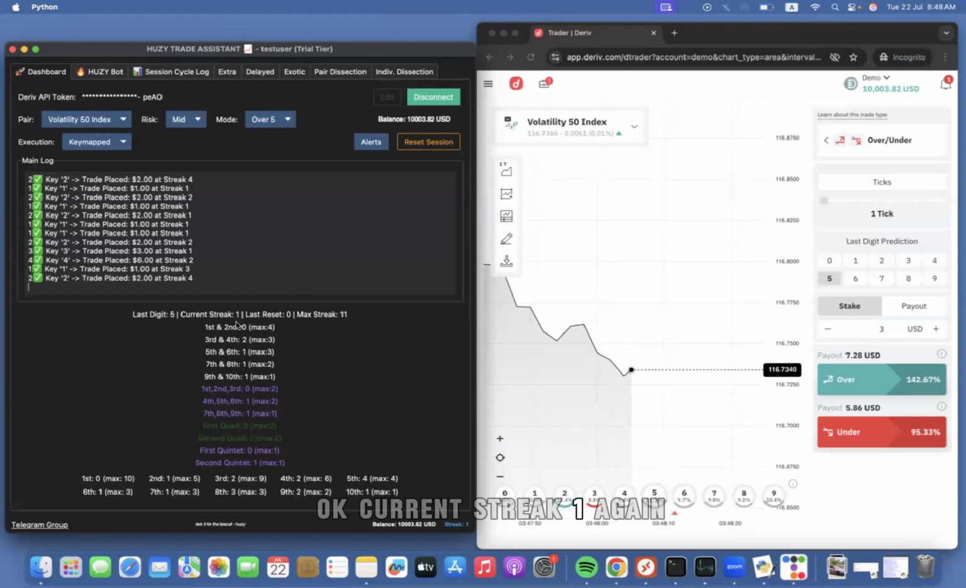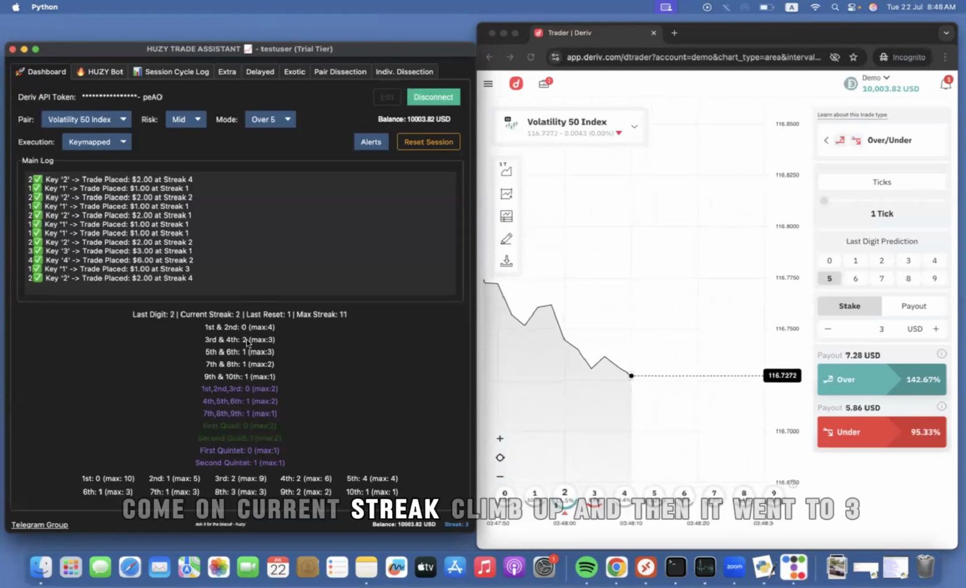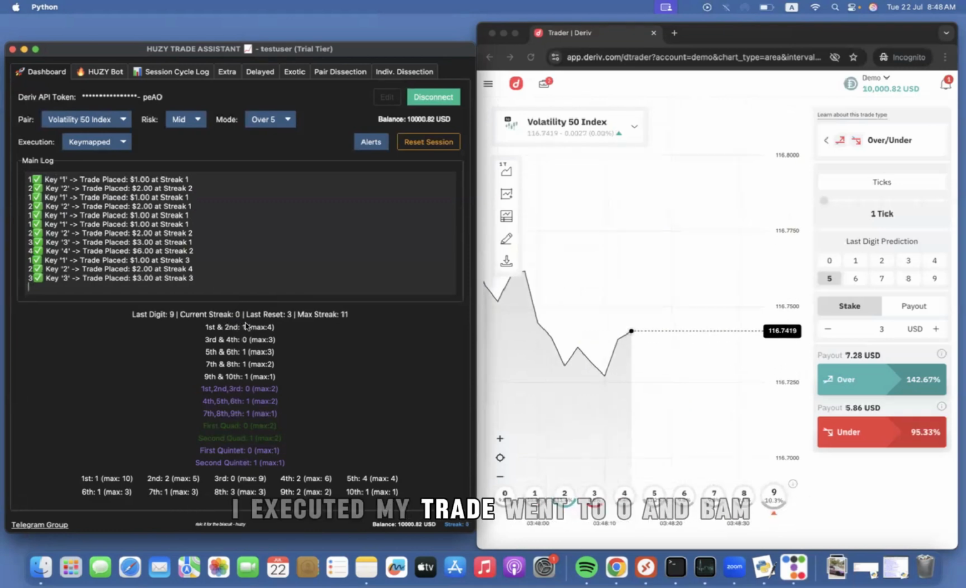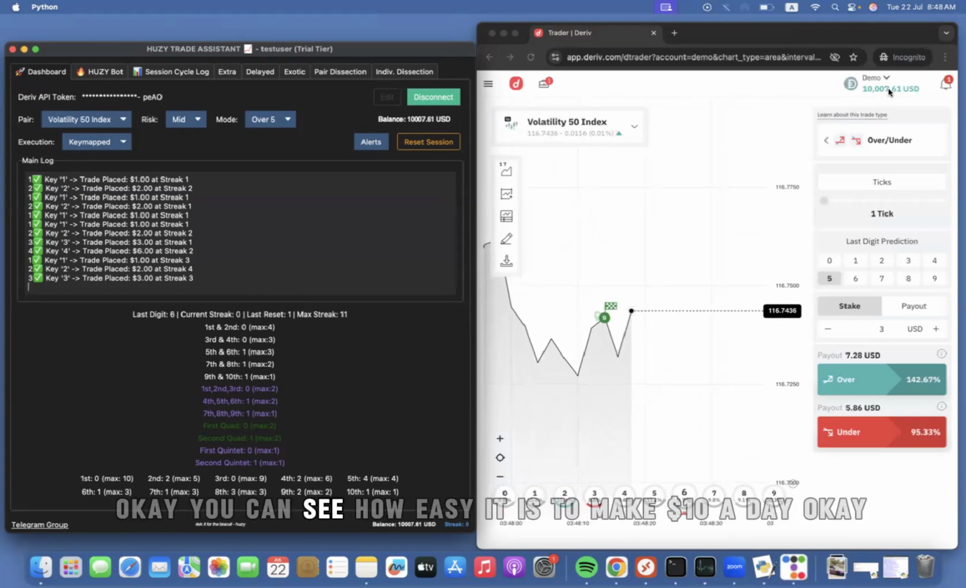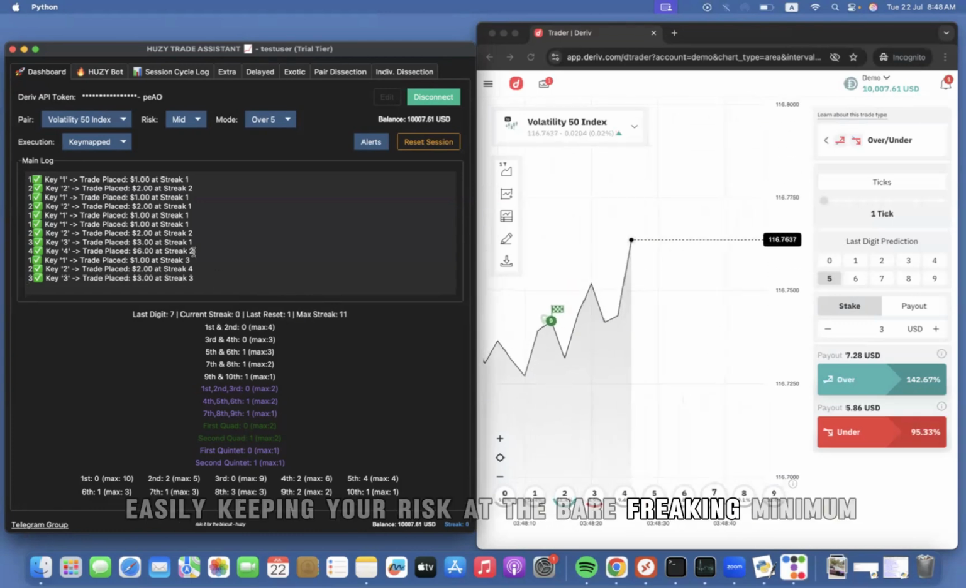Okay, current streak 1. Again, it reset to 0. Come on, current streak, climb up. And then it went to 3. I executed my trade, went to 0, and bam. Okay, you can see how easy it is to make $10 a day. Very easily, keeping your risk at the bare minimum.